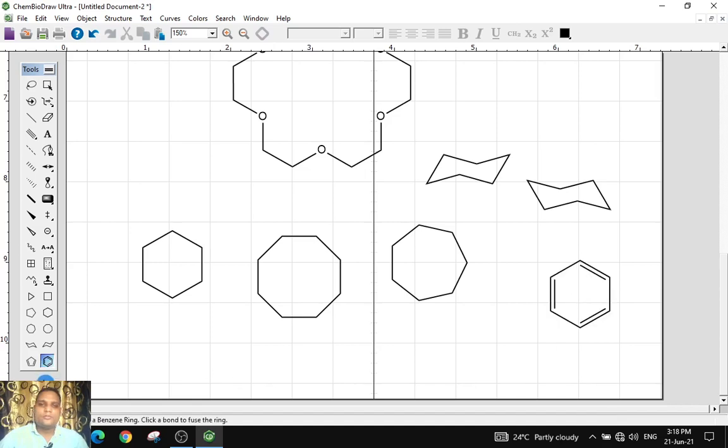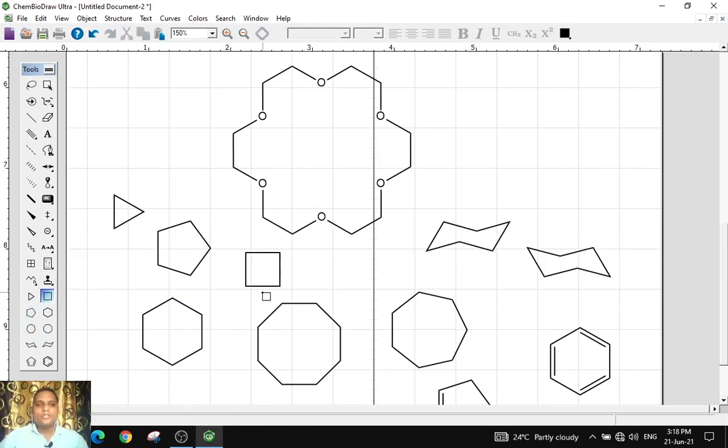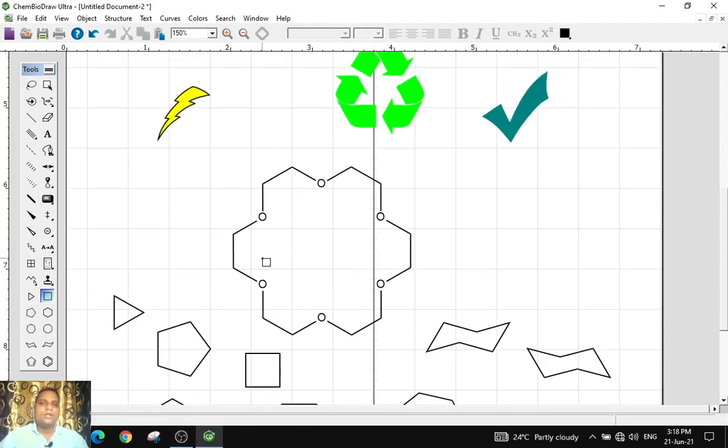Aromatic ring, of course, is very simple. Cyclopentane, cyclopropane. The unsaturated cyclopentene is also there. The cyclopentadiene is also there. You can also use the smaller units such as cyclopropane, pentane, and cyclobutane is also there. So rather than drawing each one, it is very simple to draw directly.